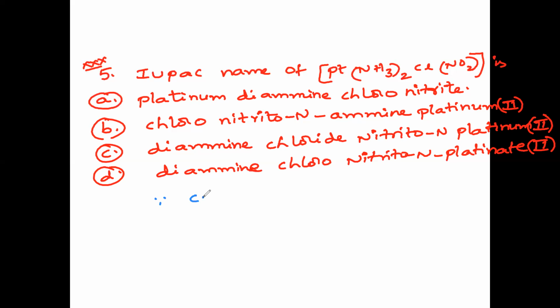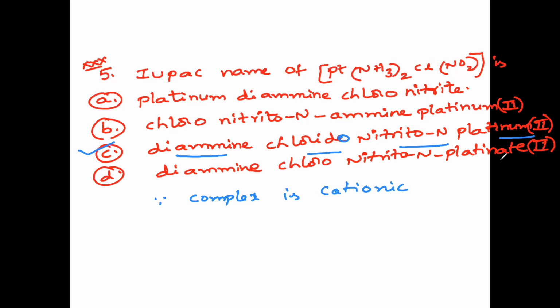Since the complex is cationic, the ligands should follow alphabetical order. There is amine, chloro, nitro N. NO2 is given, so nitro N. So the answer is diamine chlorido nitro N platinum 2. Answer is third option. This other one is diamine chloro nitro N platinate 2, so this is an anionic complex.